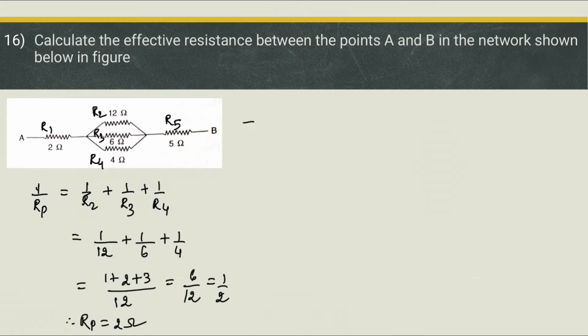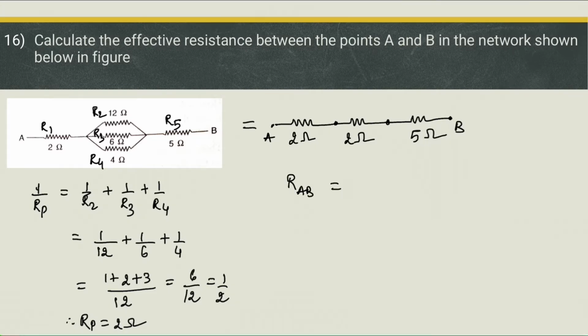So this circuit diagram now can be redrawn like this: 2 ohm, 2 ohm and 5 ohm. So now equivalent resistance between A and B is simple addition of all the resistors because they are connected in series. 2 ohm, 2 ohm plus 5 ohm. 4 plus 5, 9 ohm is the final answer.